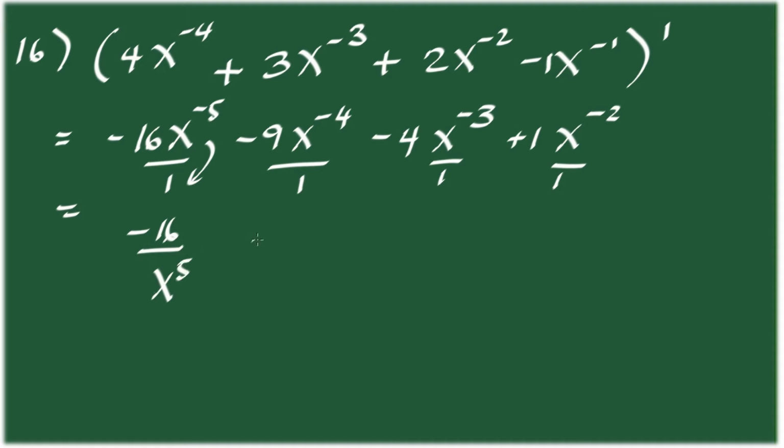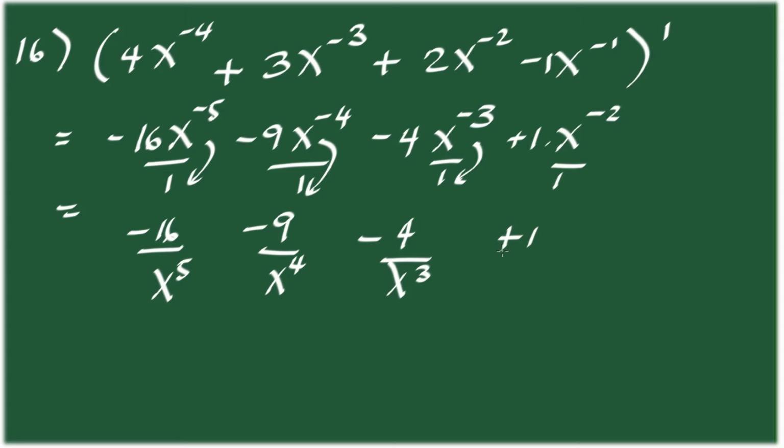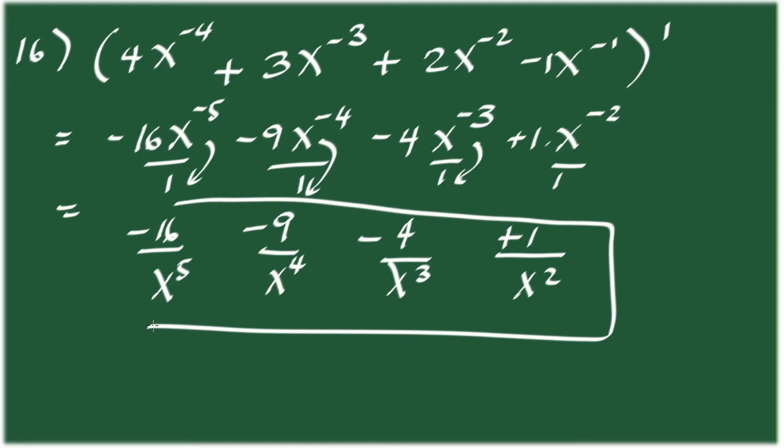So now we have x to the fifth and the negative 9. Move this variable x downstairs. Now we have x to the fourth. Negative 4 over this x becomes x cubed, and then plus 1. That positive 1 is now the numerator by itself, over x squared. That's how you get the derivative for number 16.